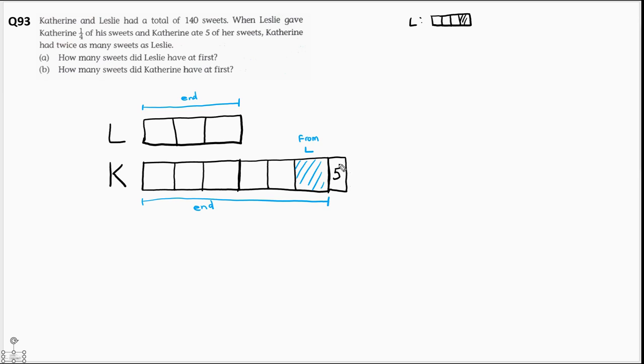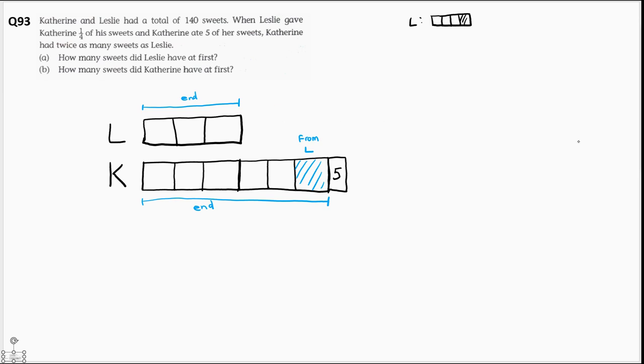So she had these sweets, she ate them. She got this from Leslie. And when that all happened, they ended up with this end situation where Catherine has twice as many as Leslie. So let's be clear. We need to think about our model to look at how many sweets, we're told, Leslie had at first and how many sweets Catherine had at first. So we need to be able to see that.